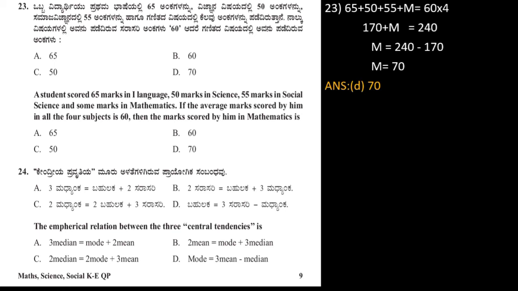24th one, the empirical relation between the three central tendencies is. The option A is the correct one. That is 3 median is equal to mode plus 2 mean is the correct answer.